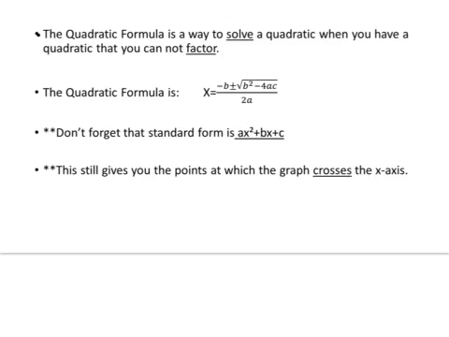The quadratic formula is written below. X equals negative b plus or minus the square root of b squared minus 4ac all over 2a.